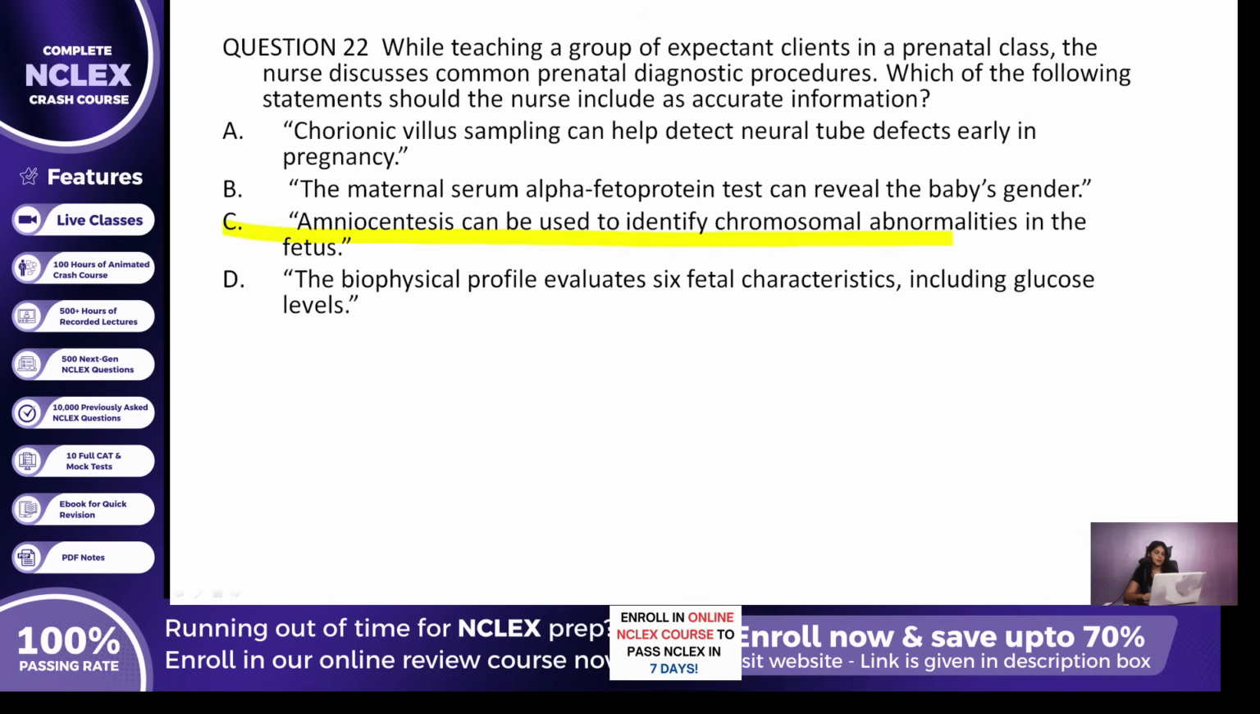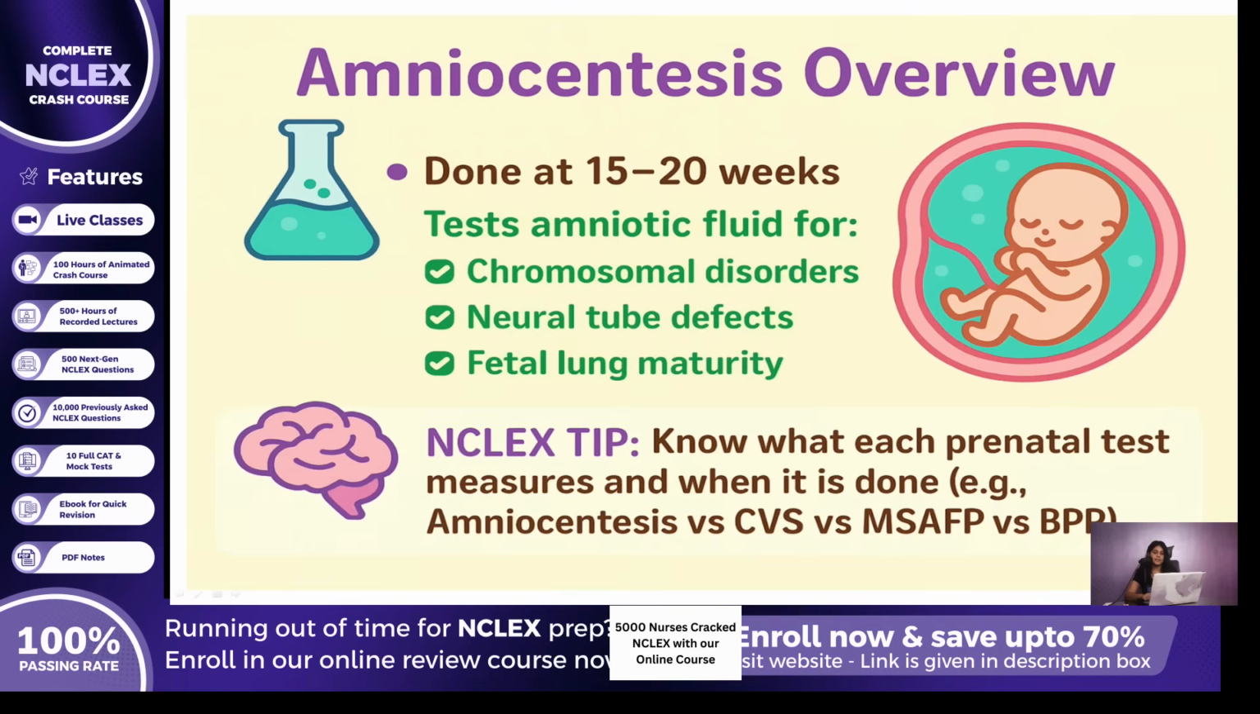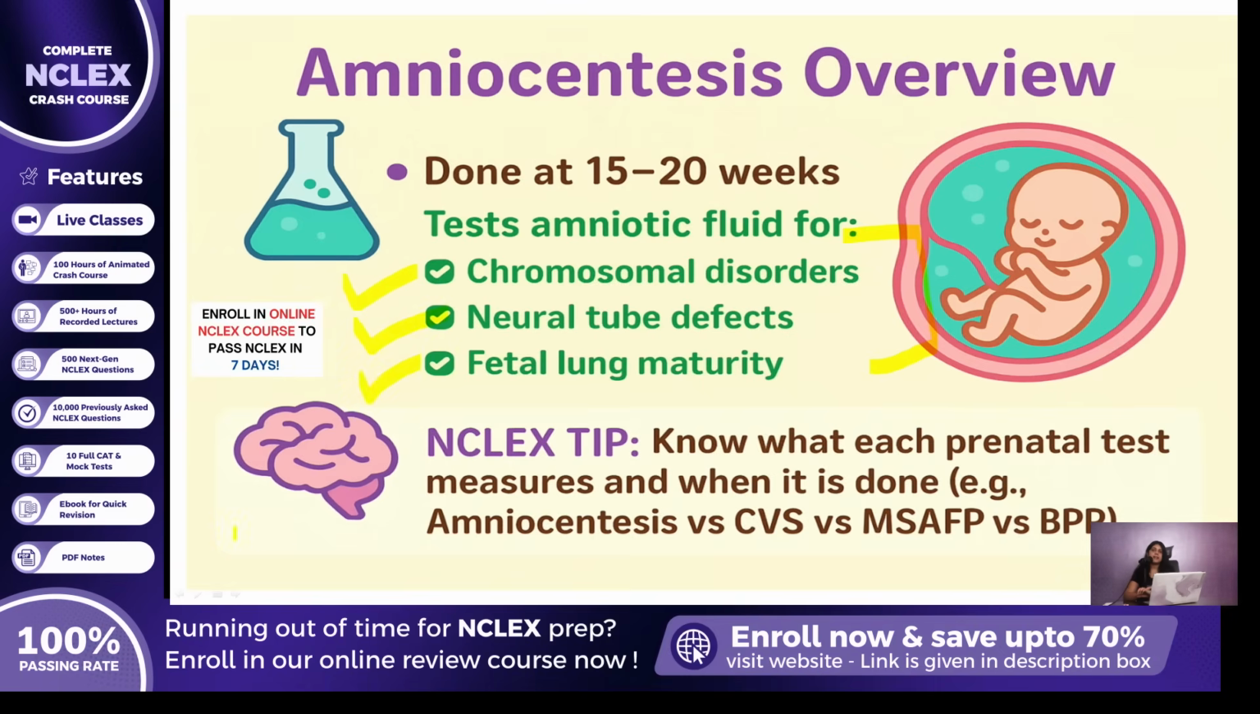Amniocentesis can be used to identify chromosomal abnormalities in the fetus. This procedure, typically done between 15 and 20 weeks of gestation, analyzes amniotic fluid, which contains fetal cells that can reveal chromosomal disorders, neural tube defects, and fetal lung maturity. NCLEX tip: know what each prenatal test measures and when it is done, especially differences between amniocentesis, CVS, MSAFP, and BPP.